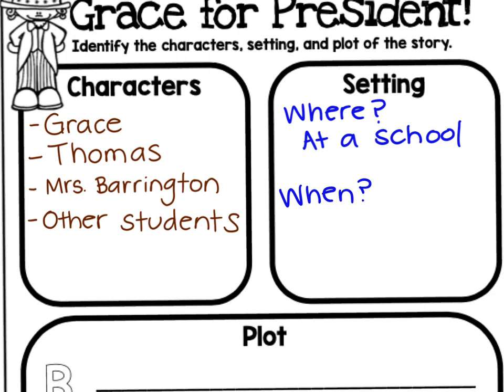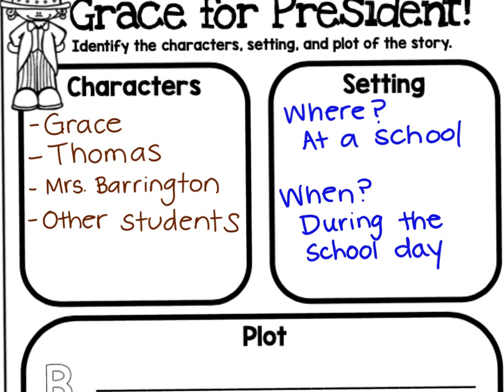We didn't know the month or the day or the year, but we do know that it takes place during the school day. They're always at school in this story. So where? At a school. When? During the school day. Sometimes in books, there's multiple settings. It might change. They might go from place to place, or the day might change. But in this one, they're always at a school, and it's always during the school day.